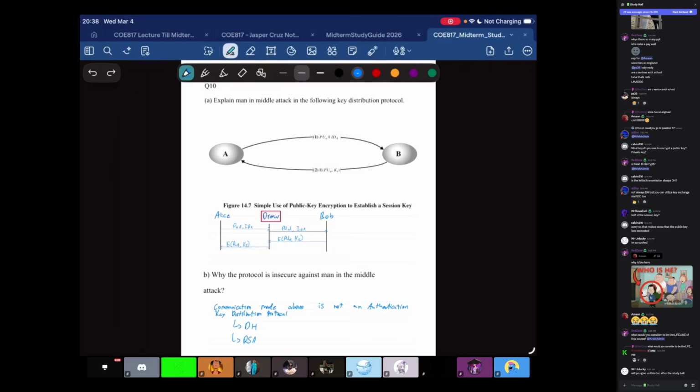Any questions here? Does this question assume that A knows B's public key beforehand? I'm assuming not, because it's sending over ID initially, right? So we assume we don't know anything to start, unless the question states otherwise.